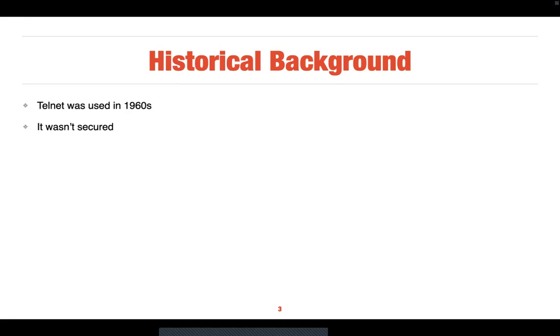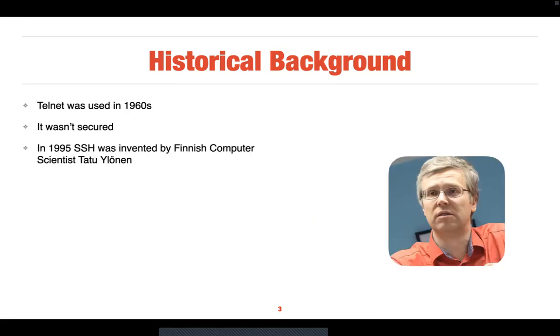So in 1995, the Finnish computer scientist Tatu Ylönen faced the same problem. He was working on a computer network, doing some work through telnet and communicating with other machines, and all his work was hacked and used by someone else. So there was a need to develop a secure protocol. He invented the SSH protocol to communicate over the network. So that was the history of SSH.